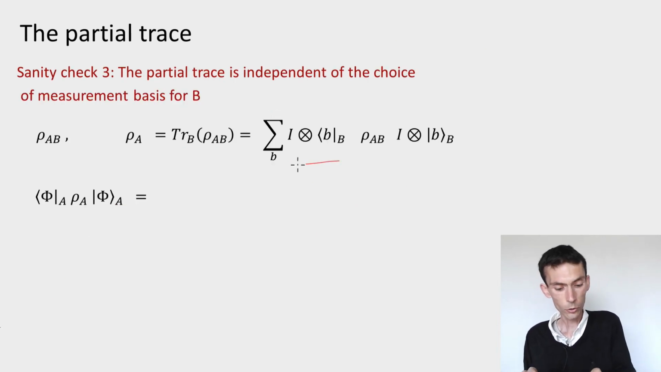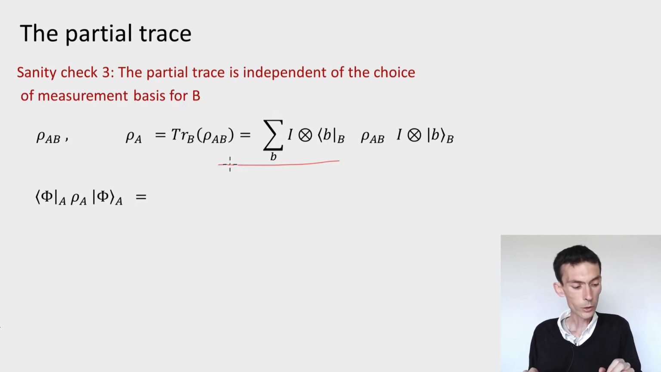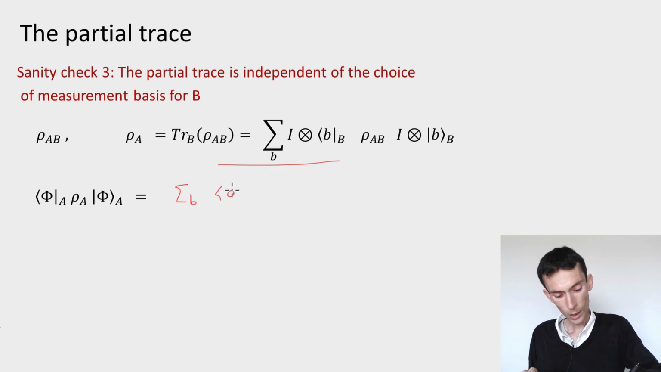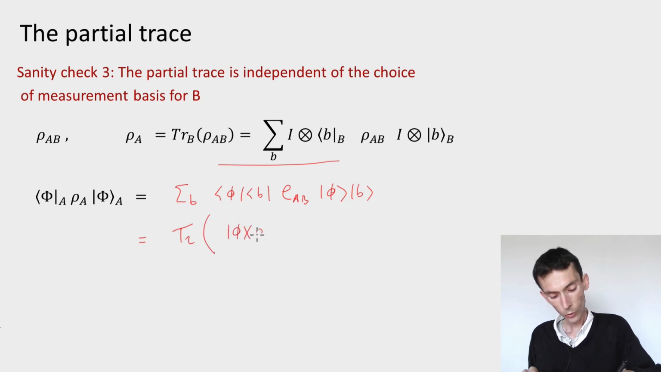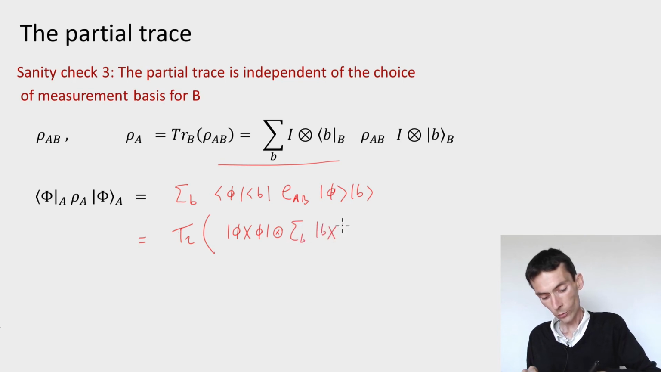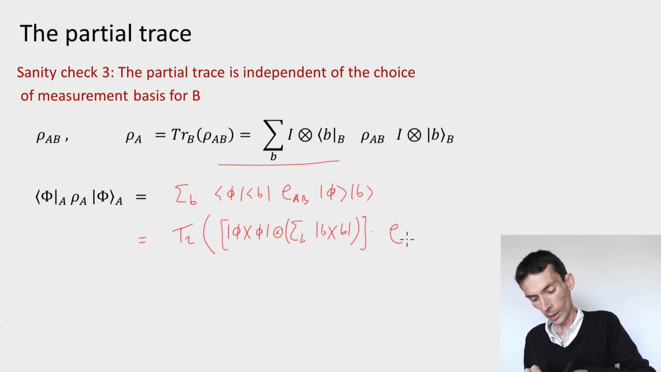So I copied again the definition for you. Now I know that Rho A is a density matrix. Let's compute its overlap with any pure state phi. This is a calculation that we already started before. I can rewrite this as the sum over B of the overlap of the tensor product of phi and B with my state Rho AB. And now let's use linearity and cyclicity of the trace to rewrite this as follows. The trace of an expression which is the rank 1 projection on phi tensored with the sum over B of the rank 1 projections on B, the whole thing multiplied by Rho AB.